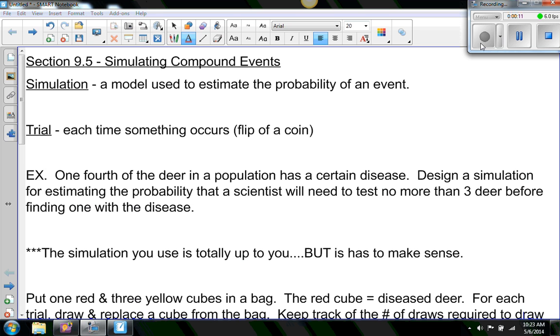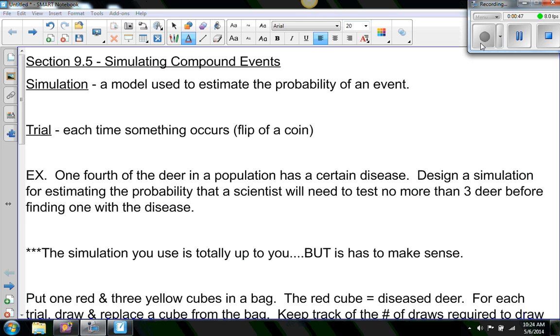So the last time we talked about compound events, we discussed the fact that a compound event was more than one event happening. You wanted more than one thing to happen. Compound. Simulation is a model used to estimate the probability of an event. We talked about simulations a couple days ago, where you had to come up with your own simulation, like drawing cubes out of a bag or flipping a coin, whatever it might have been. You're going to do the same thing with this, but it's going to be a little more complicated.